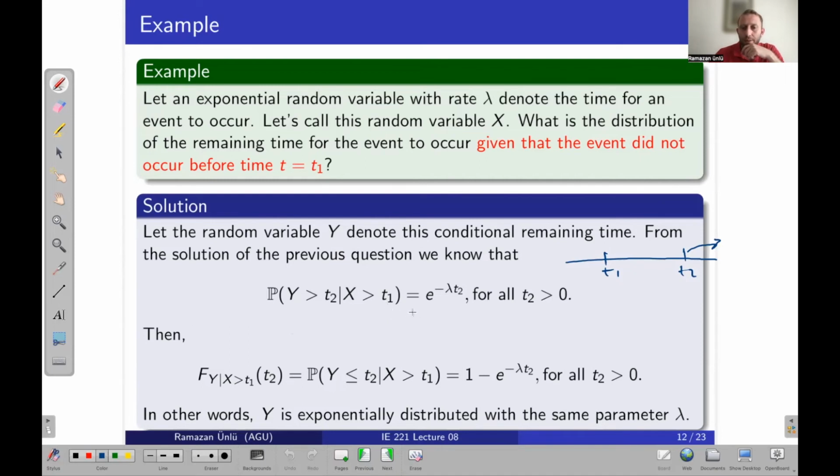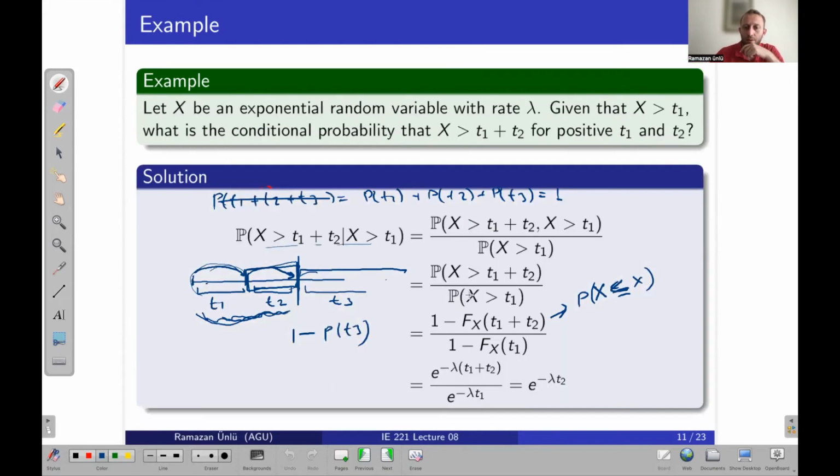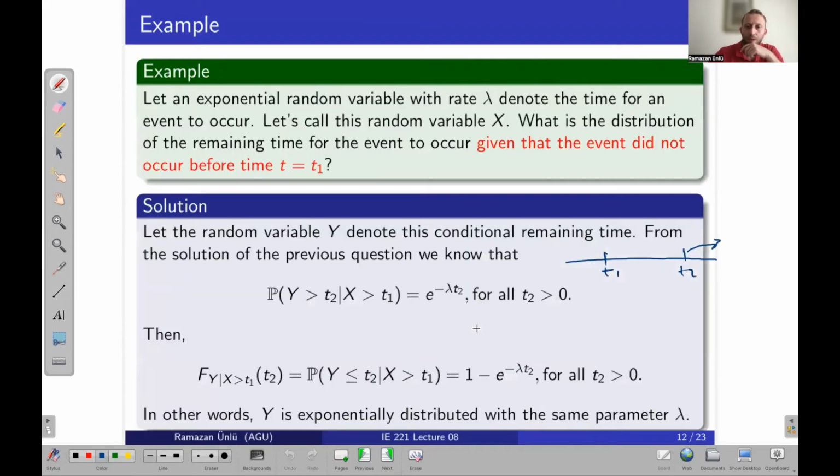So we know that this is e to the minus lambda t2. We just calculated it here. Then let's calculate the CDF of that new random variable, which is defined by y. So that will be the CDF of y, but within that condition, okay? And we will calculate the CDF for the point T2 for this one.